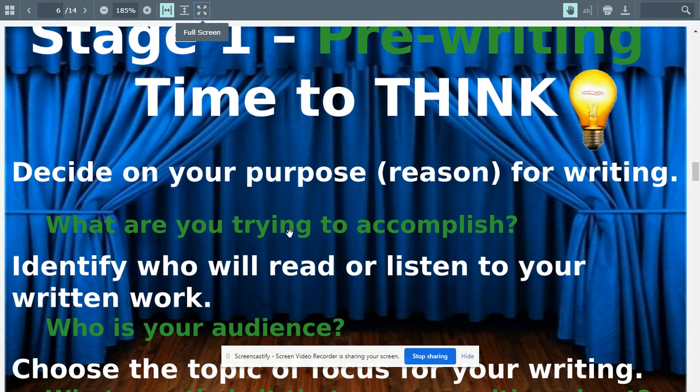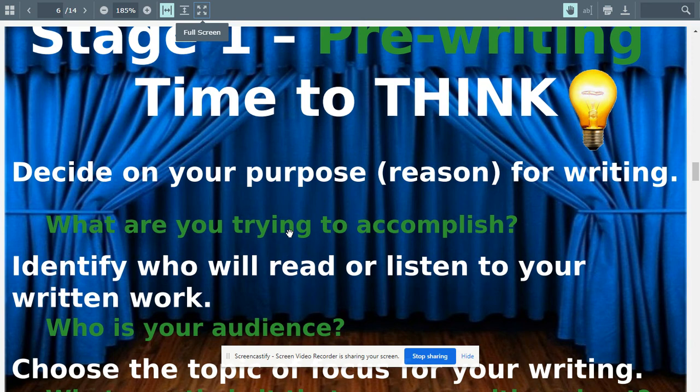All right, what is it time to do in pre-writing? Okay, stage 1 pre-writing. It's time to think. That is your answer to number 6. Time to think. Decide on your purpose and reason for writing. Okay, it's time to think, and you need to decide on your purpose and reason for writing.